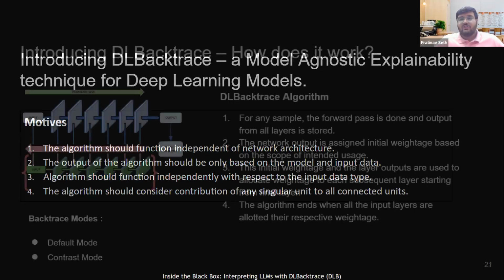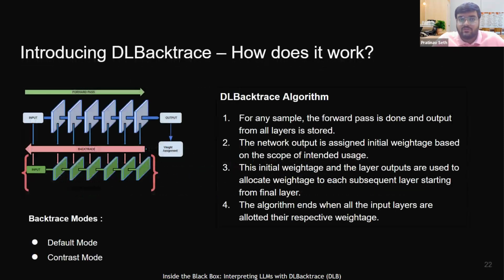So again, how does this work and why the name DL Backtrace in the first place? In a neural network model, you have a model architecture, like the blue part which you can see, and you do a forward pass and you get the output. After that, in backpropagation, you backpropagate based on gradients and you update the weights. In a similar manner, what we do is create a relevance score based on the output and backpropagate, or you can say backtrace, the relevance value based on the rules which we have created.